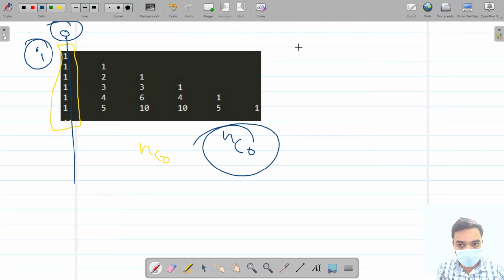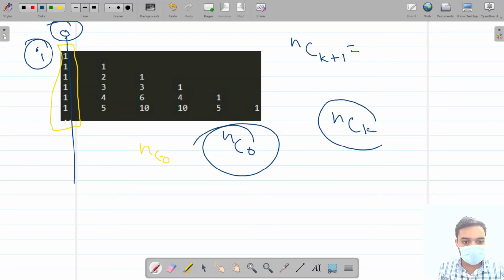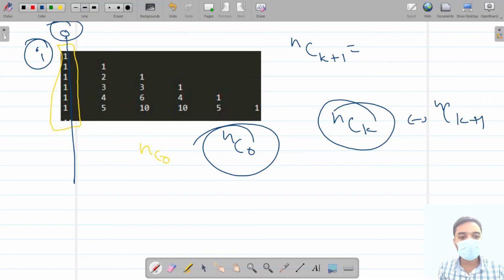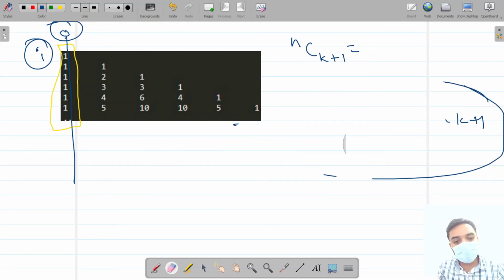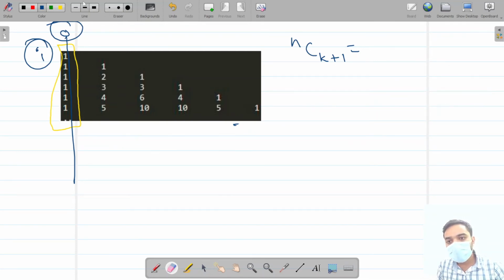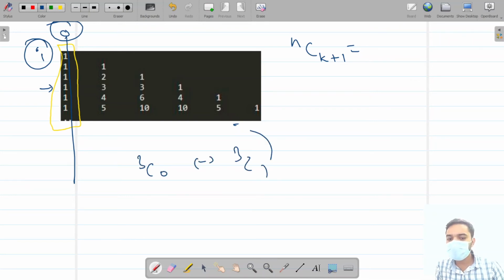One more thing I want to discuss: we know the formula, right? We have learned nck. By using nck, let's say I have the value of nck. Can I find the value of nck plus 1? Yes, we can find it; there is some kind of formula. Why am I doing this? Because I know the value of nc0, let's say 3c0. So can I find 3c1? I can find it, because there is some kind of formula.